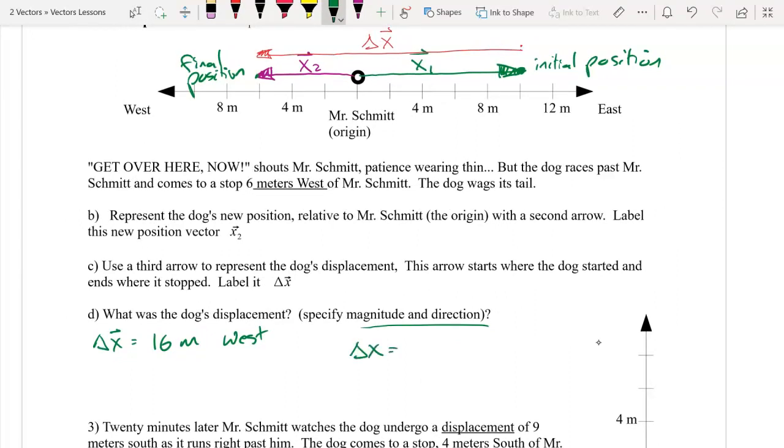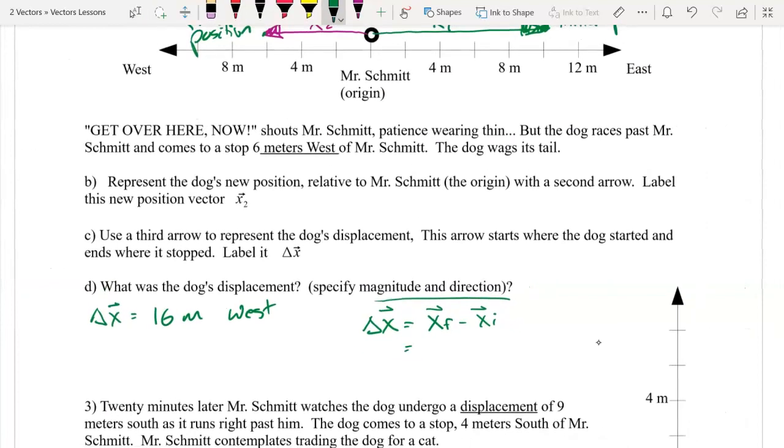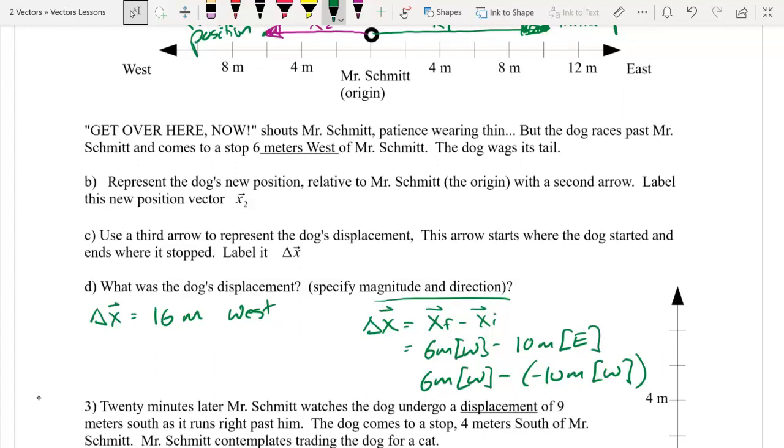Let's write this like this: delta x equals the final position minus the initial position. Here's a general formula for displacement. So I have 6 meters west minus 10 meters east. Now, I can't add and subtract west from east. Both of these have to be indicated along either the east axis or the west axis. So I'm going to change 10 meters east to west, like this: 6 meters west minus negative 10 meters west. And now I think you can see that we end up with this answer, 16 meters west.